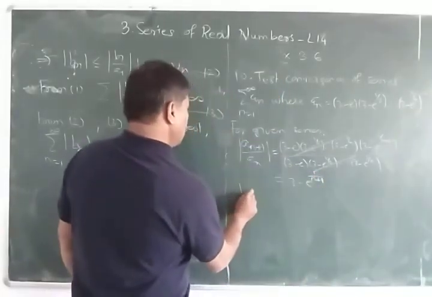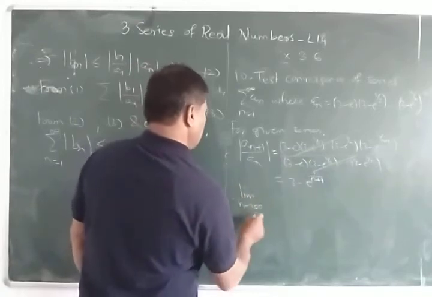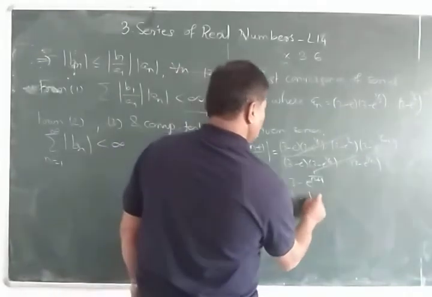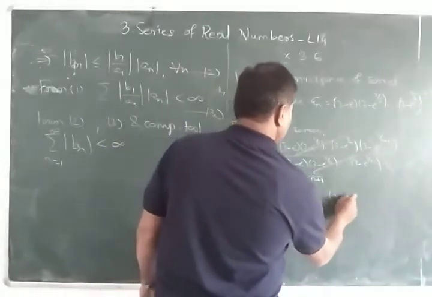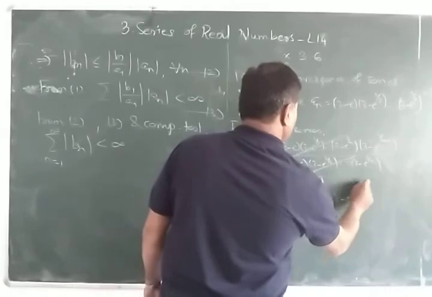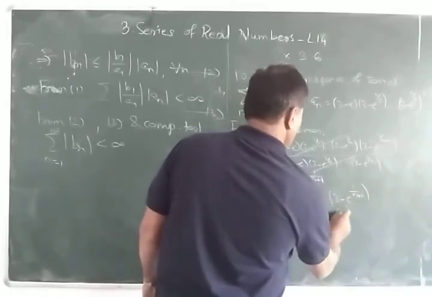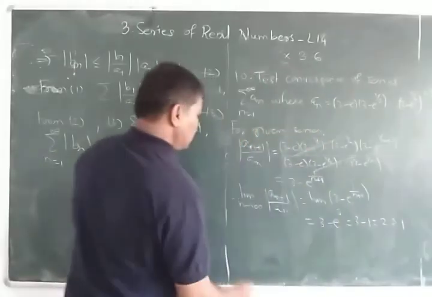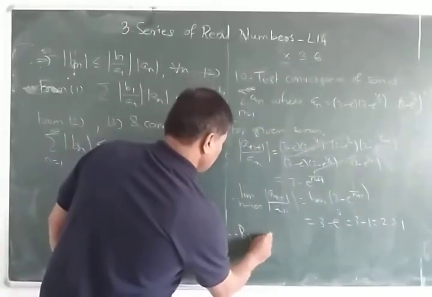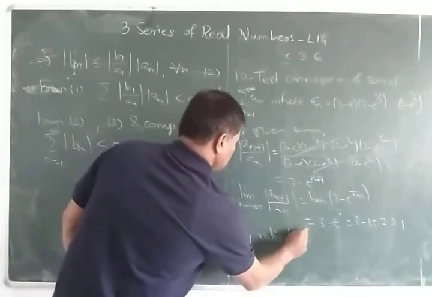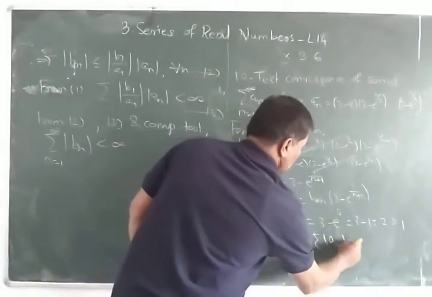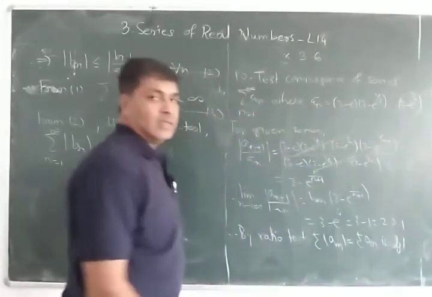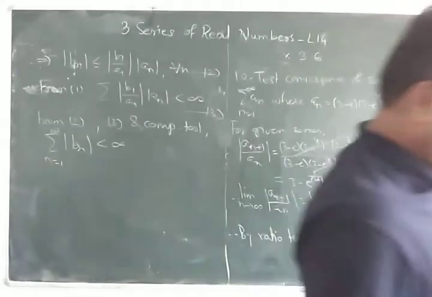Therefore, limit n tends to infinity of mod a_{n+1} upon a_n is equal to limit of 3 minus e raised to 1 upon n plus 1, which is nothing but 3 minus e raised to 0, which is 3 minus 1, equal to 2, greater than 1. Therefore, by ratio test, summation mod a_n, which is equal to summation a_n, is divergent, because here a_n's are positive.